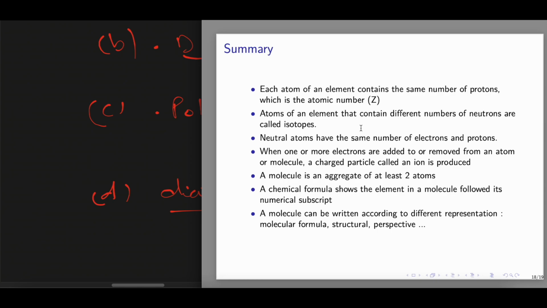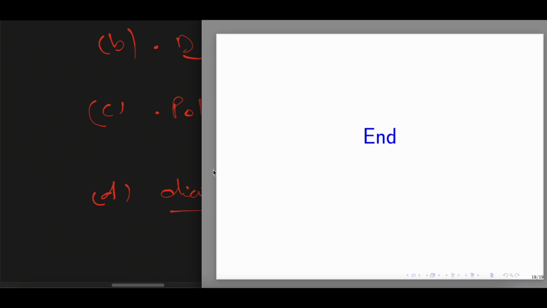Also, a molecule is an aggregate of at least 2 atoms held together, as we have seen, by chemical forces. A chemical formula shows the element in a molecule followed by its numerical subscript in order to say how many atoms of each type are present in this molecule. And last, a molecule can be written according to different representations. As we have seen, it can be written as a molecular formula, a structural formula, in perspective, or as a space filling model. And that's all for this lesson.